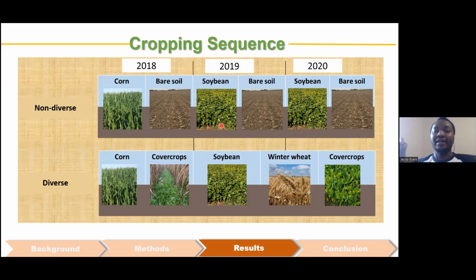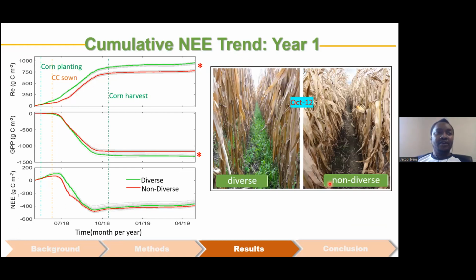And after it is harvested in the third year, a four-species mixed cover crop, which included crimson clover, cereal rye, radish, and oats, was sown. Okay, so for my first objective, I wanted to compare the NEE, RE, and GPP dynamics between non-diverse and diverse rotations for each study year, which is a period between May and April for each year.